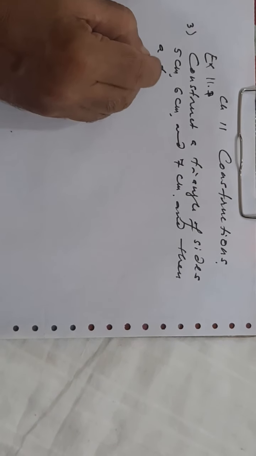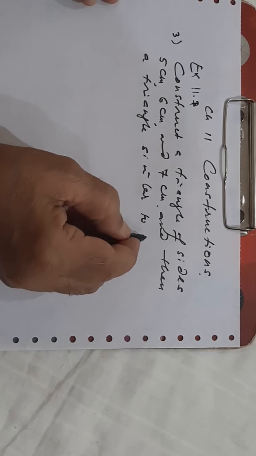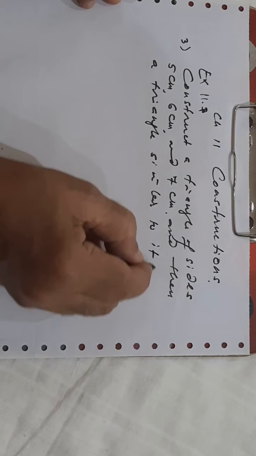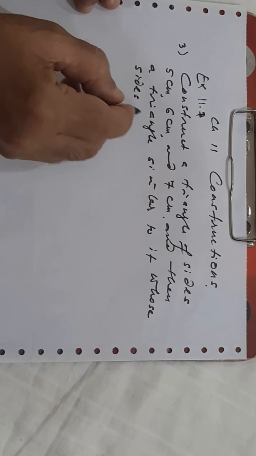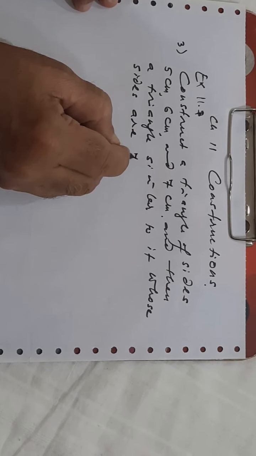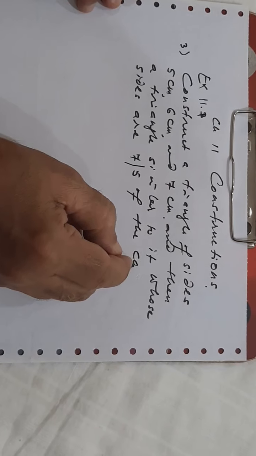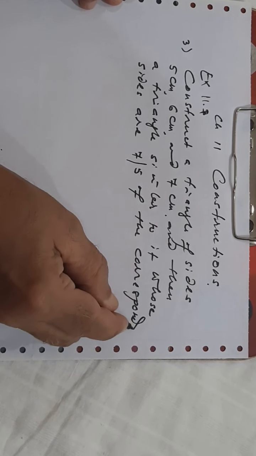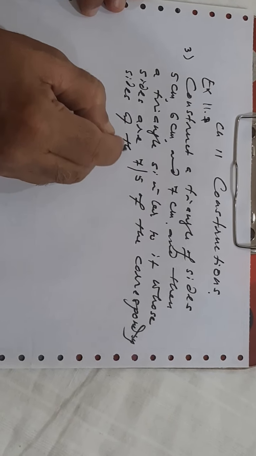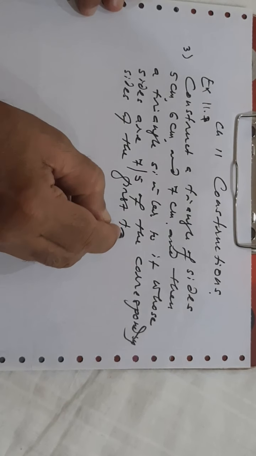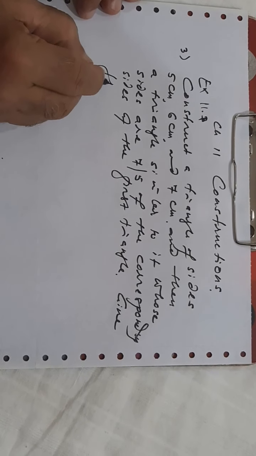a triangle similar to it, whose sides are 7/5 of the corresponding sides of the first triangle. Give justification.